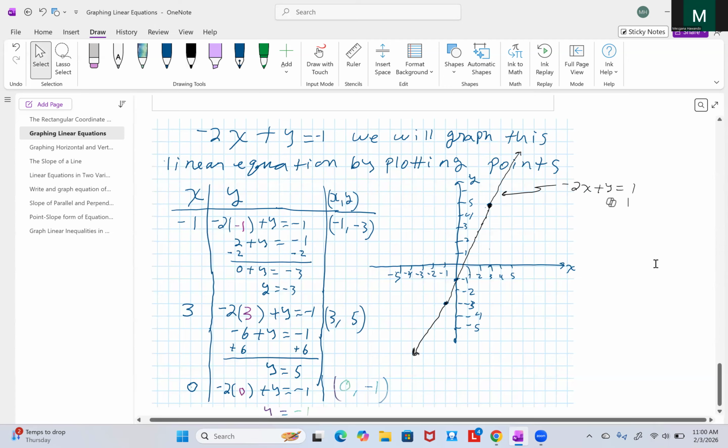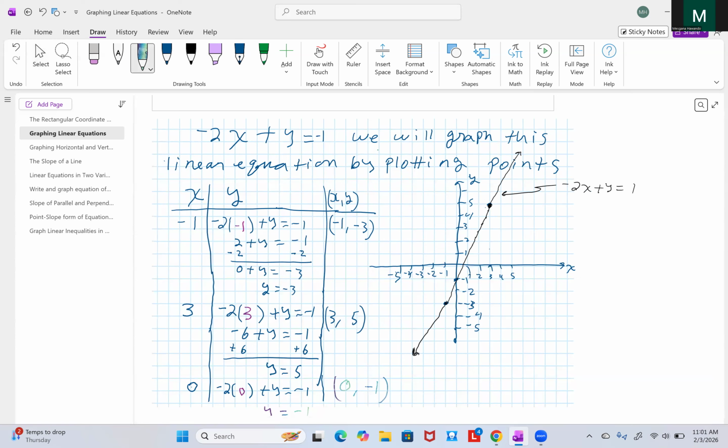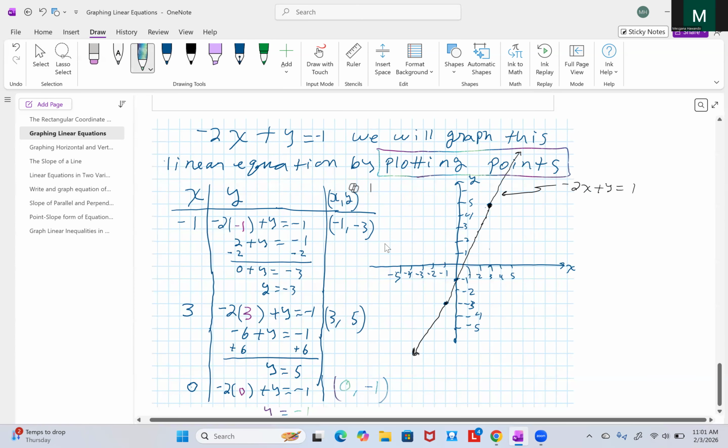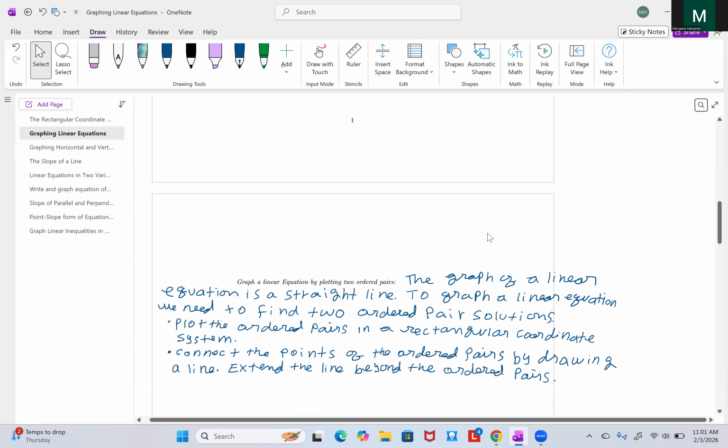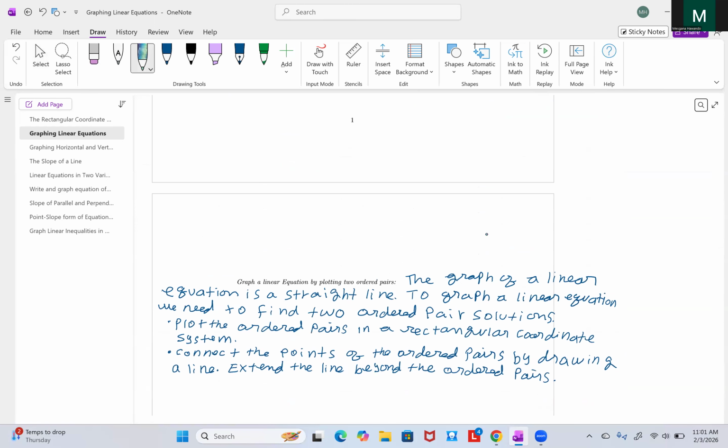So what did we just do here? We graphed the linear equation by which method? By plotting points, okay? We graphed the linear equation by plotting points. That's what it is called. There are other ways also to graph a linear equation. So one method is by plotting points, okay? So graph a linear equation by plotting two ordered pairs. So this is exactly what we just did.